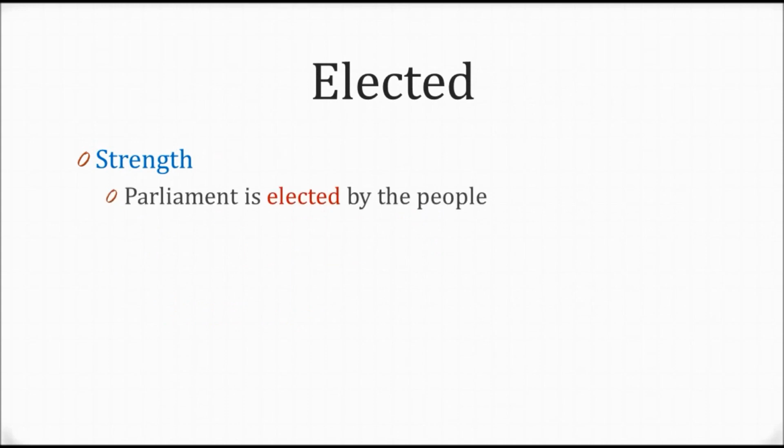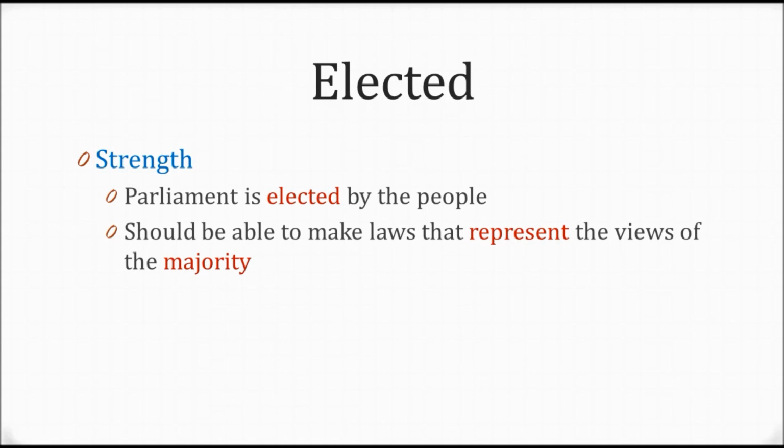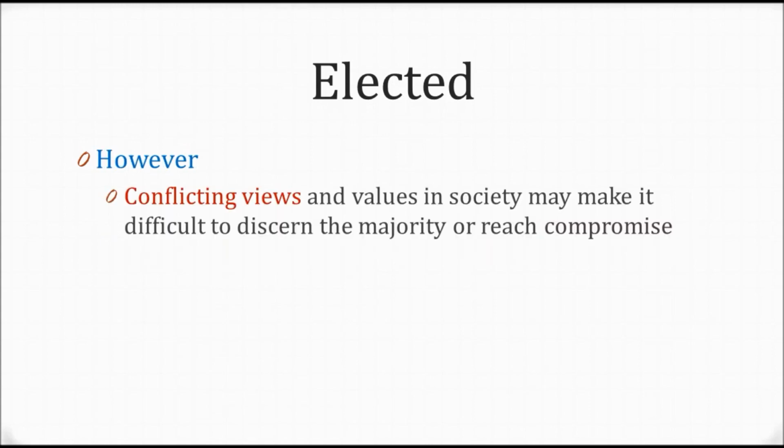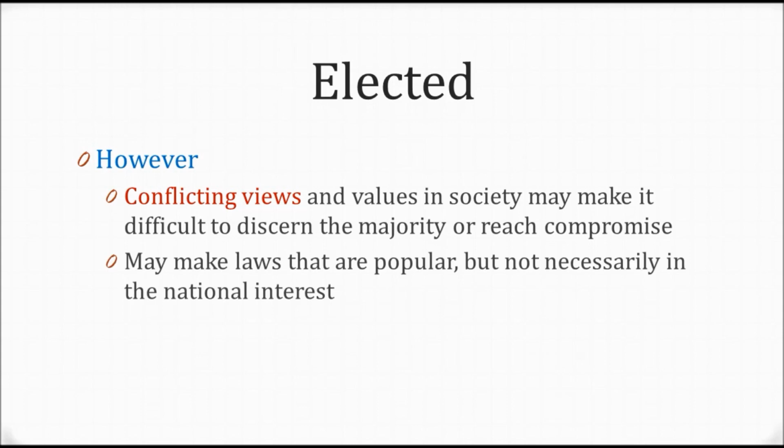Another strength of Parliament is that it's an elected body. Parliament is elected by the people, so it should be able to make laws that represent the views of the majority. However, conflicting views and values in society can make it difficult for Parliament to discern the majority or to reach a compromise, and Parliament, because it's elected, may make laws that are popular but not necessarily in the national interest.